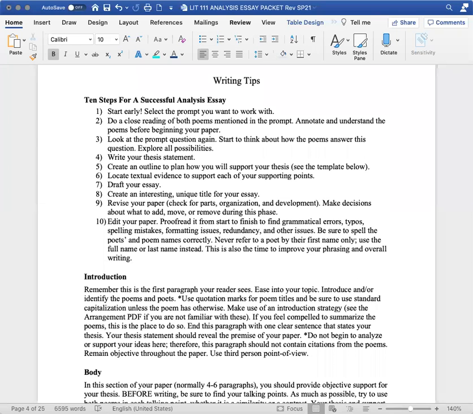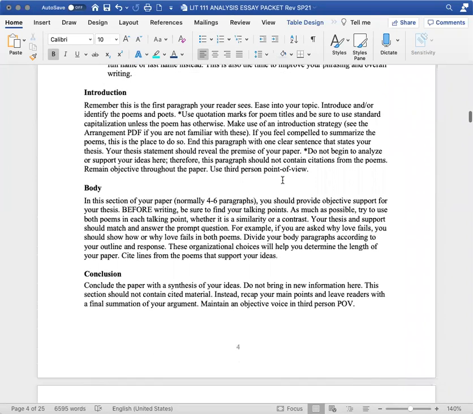So what follows here now in the next part is information for what should go in each section. So understanding the 3 parts of your paper.